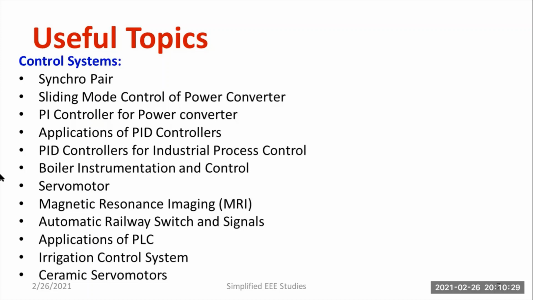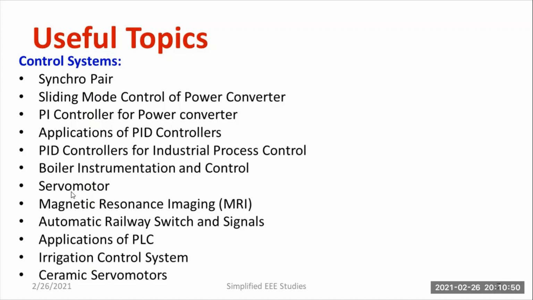Then PI controller for power converter. You can make a PhD work also regarding this controller. We can calculate the step response, everything you can make out. Application of PID controllers. Then PID controllers in industrial process control. Importance of PID. So quite interesting, and it's a lengthy topic. And boiler instrumentation and control. Okay, that also can be done.